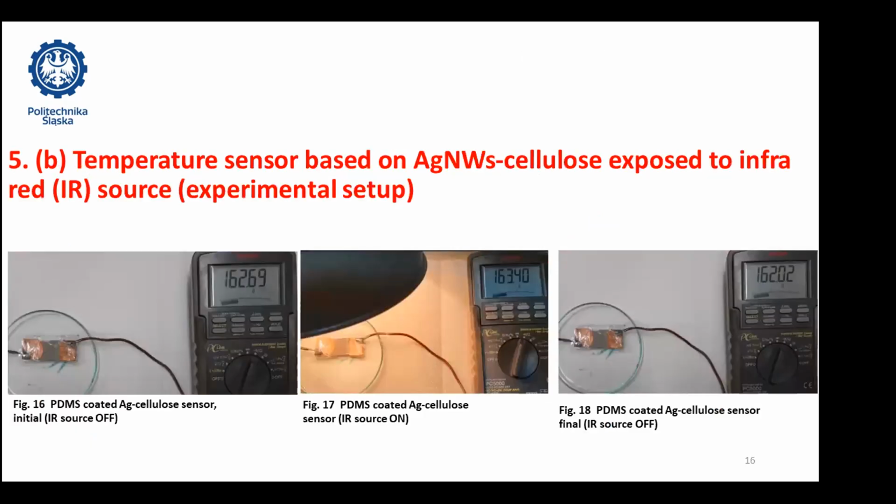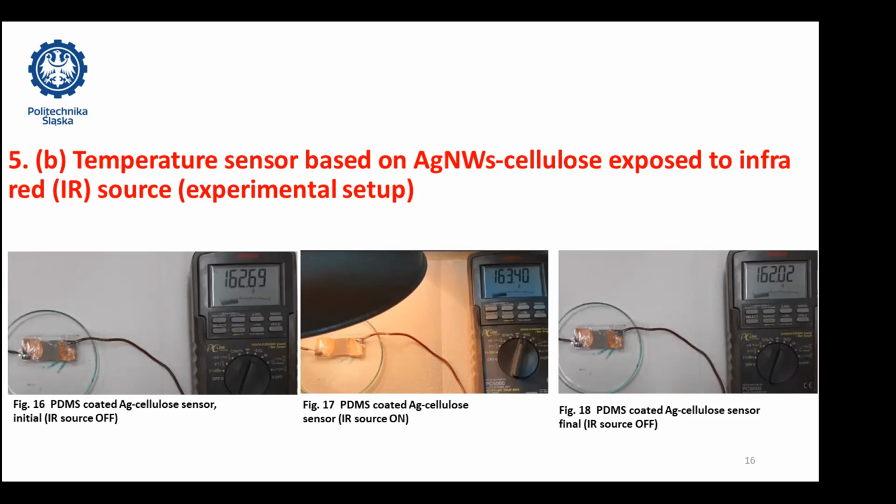Now coming towards part B. Some researchers have argued: what will happen if we expose our PDMS coated silver nanowire sensor to a light source and try to do the same? The purpose was to check what will happen. So this is just an experimental setup to see what happens if we expose a PDMS coated silver nanowire sensor.